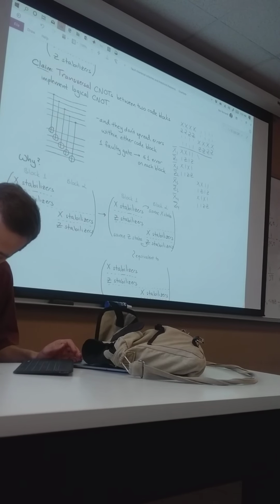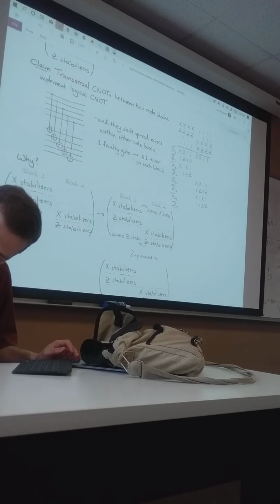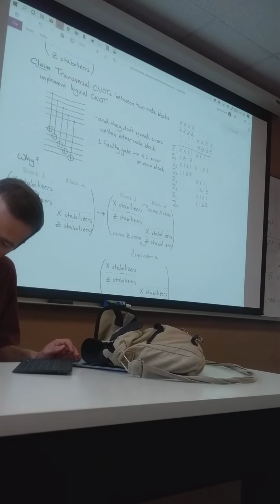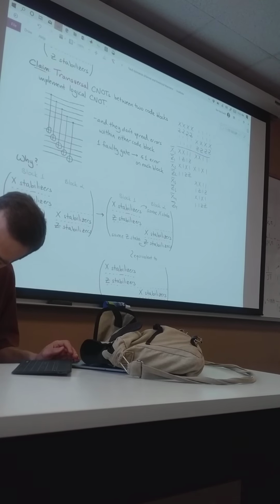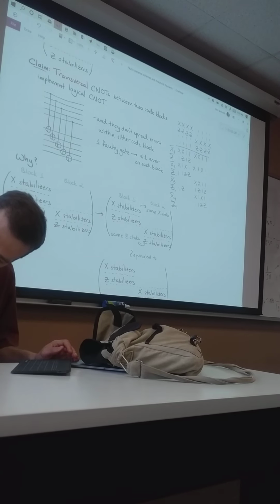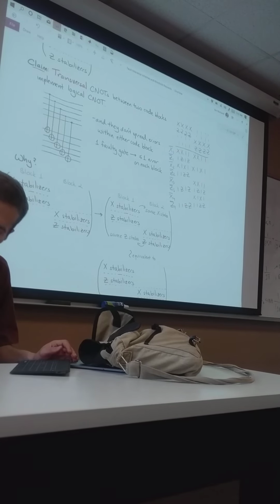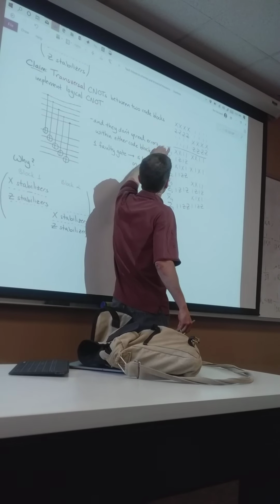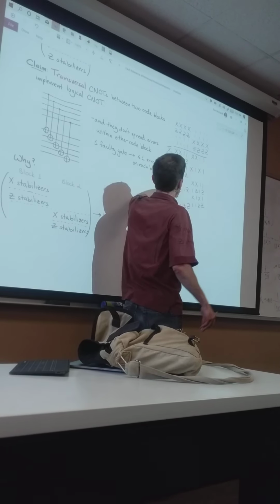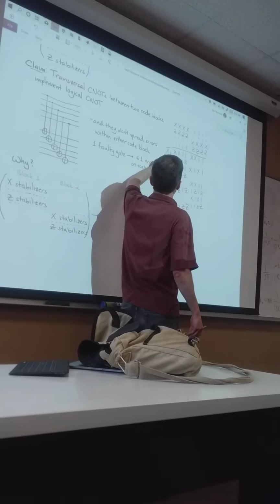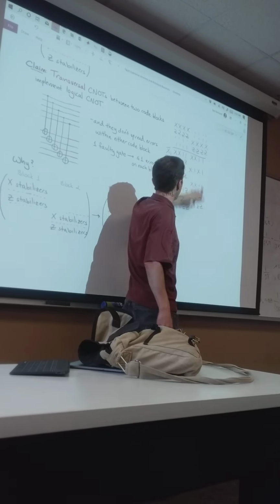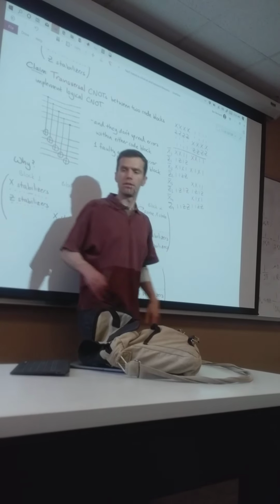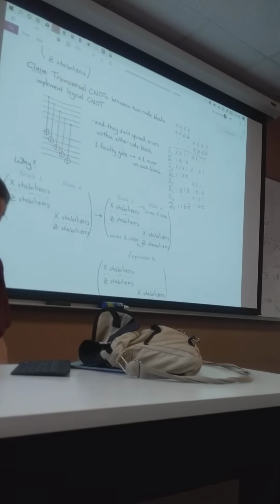So the x's are copied forward. The z's are left alone. The z's are copied backward. Like that. And so what we end up with is logical x1 has become logical x1 times logical x3. Logical x2 has become logical x2 times logical x4. And so at the logical level, what's happened?